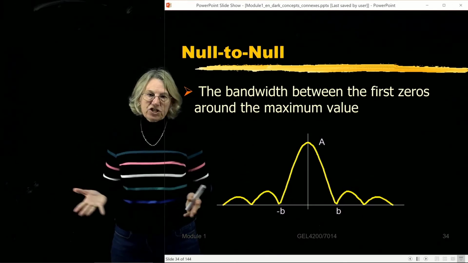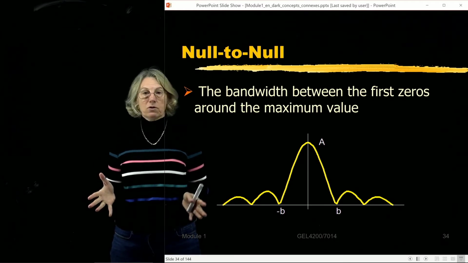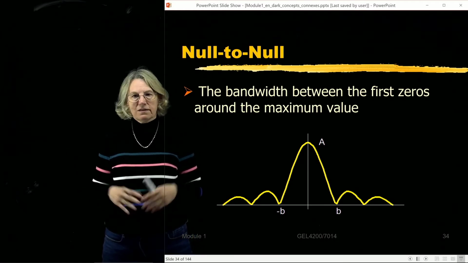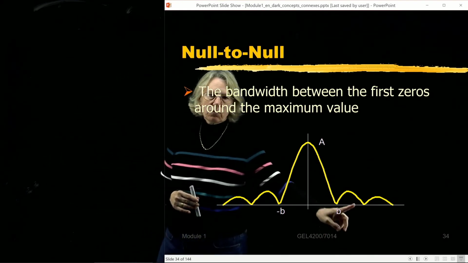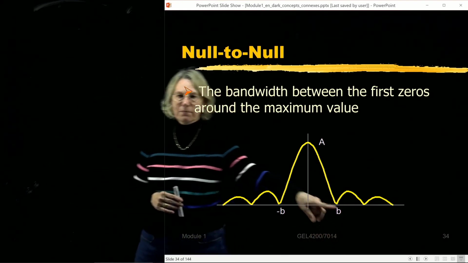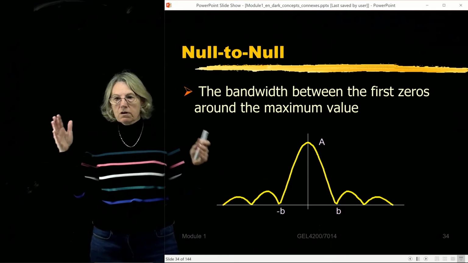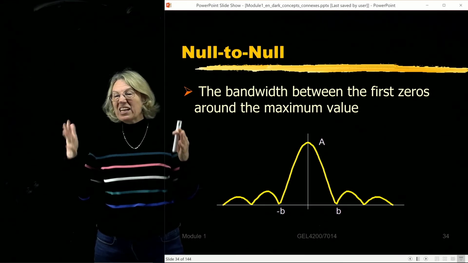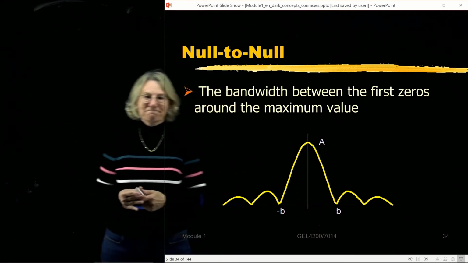So the next definition is the null-to-null bandwidth. It's nice because it's simple, easy to see, not much calculation. Where is it at half? Very simple. Where does it go through 0 the first time? And that's the definition of B. So we call this the main lobe also, would be another name. So it's the main lobe bandwidth.